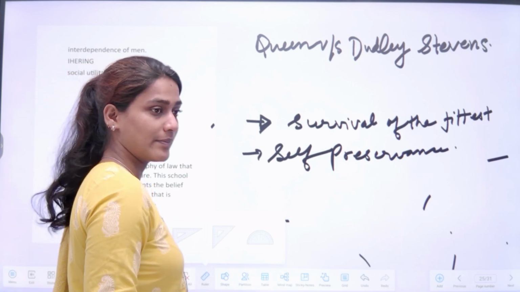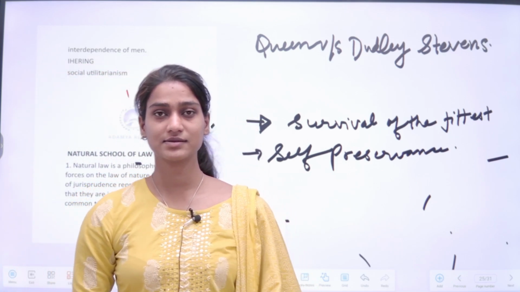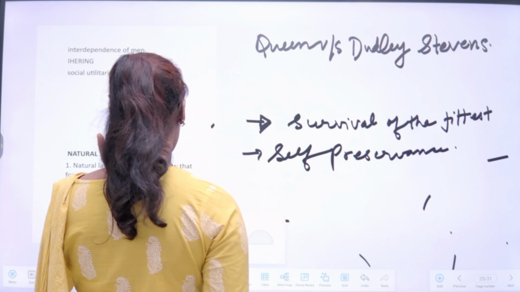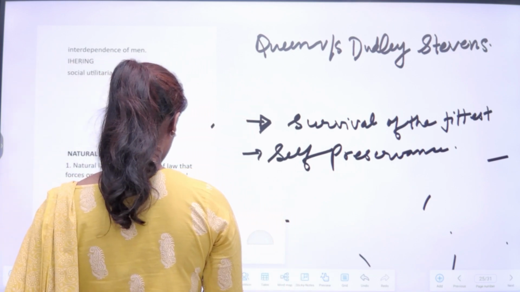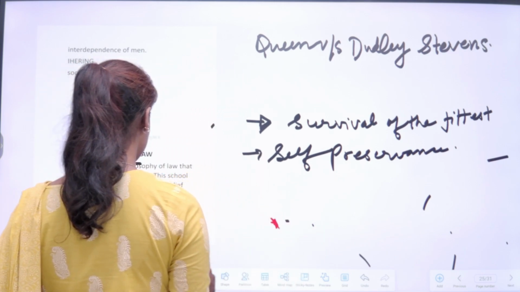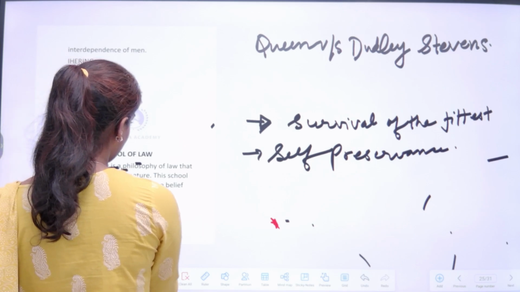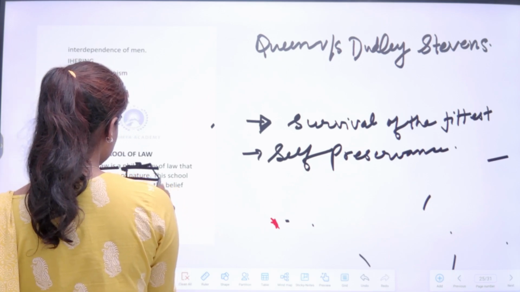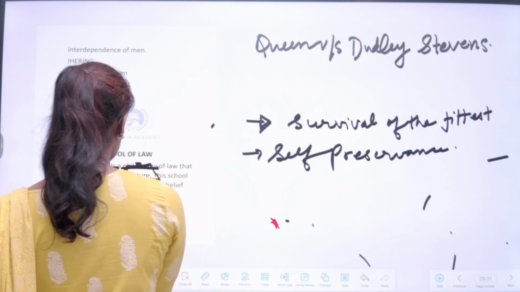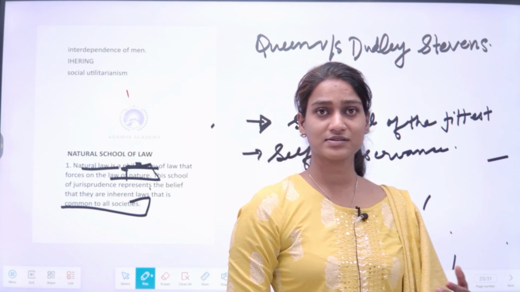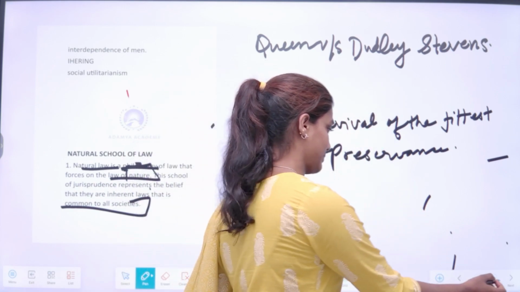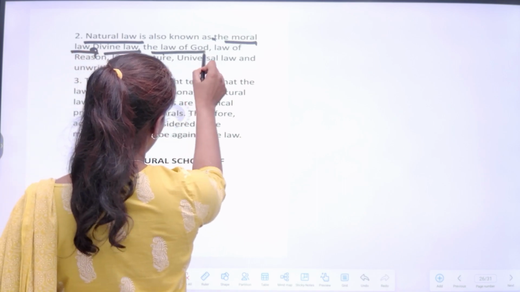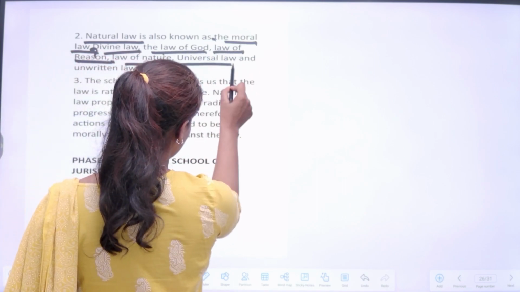So what do we understand by this case? We understand that there are certain natural instincts which a man has when he is born. These instincts are what is laid into the natural school of jurisprudence. So the natural school is a philosophy of law that focuses on the law of nature. This school of jurisprudence represents the belief that there are inherent laws that are common to all societies. It is known by different names which we'll be studying now. Natural law is also known as moral law, divine law, the law of God, law of reason, law of nature, universal law, and unwritten law.